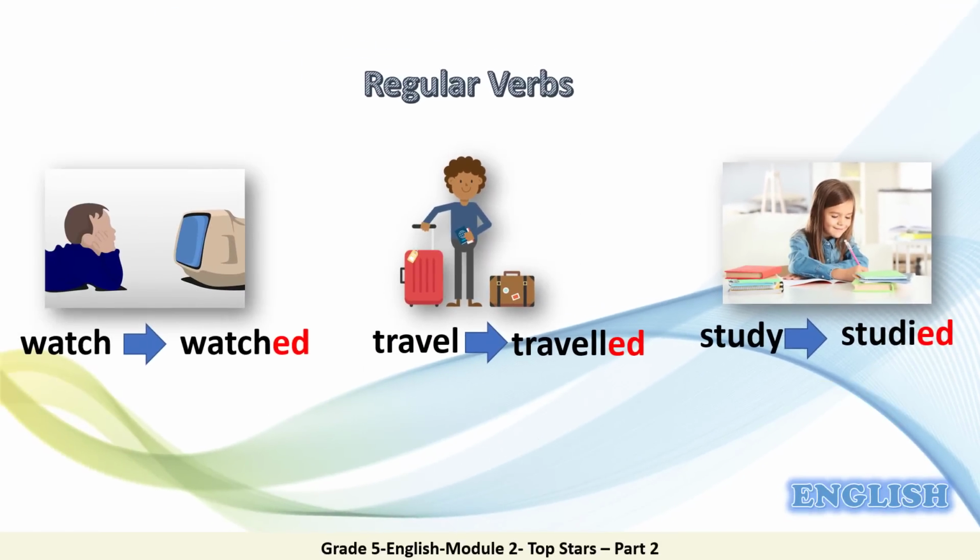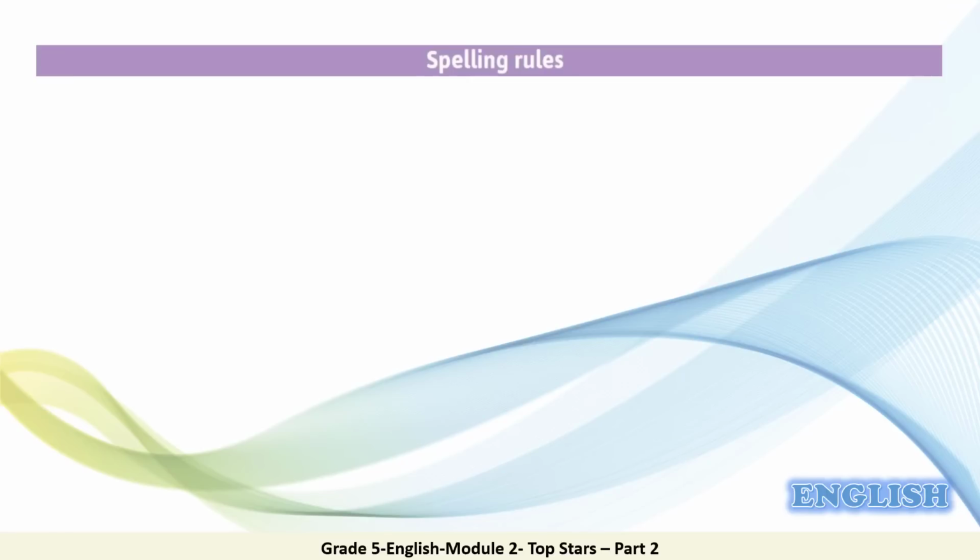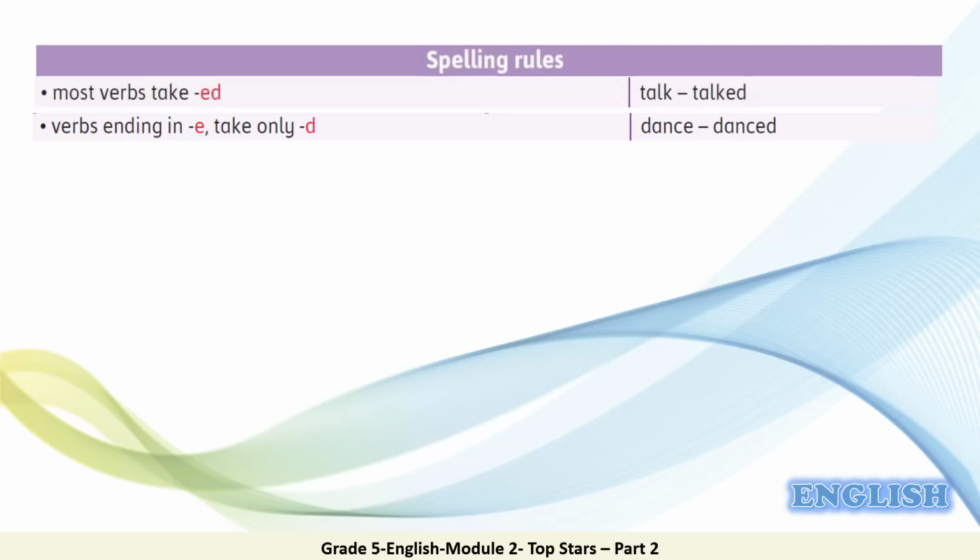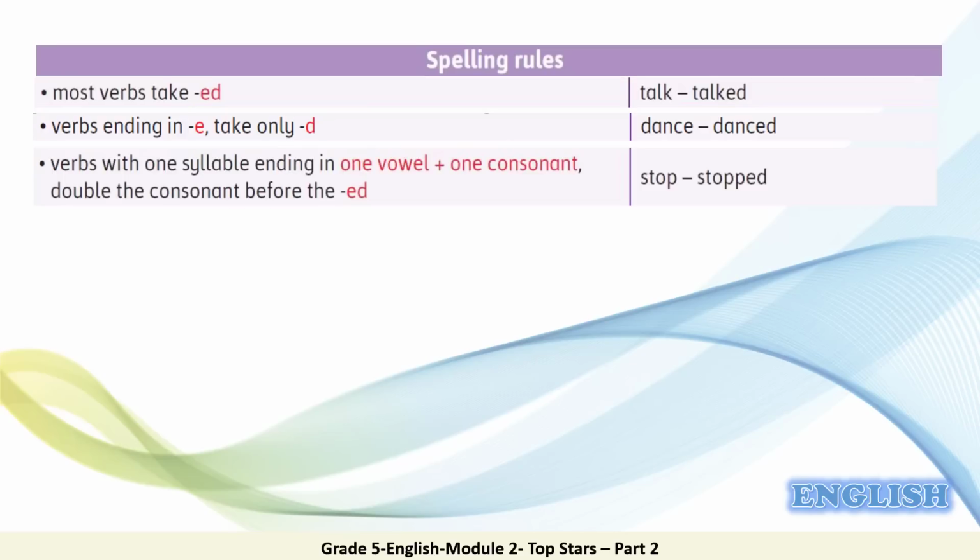What does this mean, my friends? Well, this means we have some spelling rules you need to know and learn before just adding ed. First rule, most verbs take ed like talk, talked. Verbs ending in e take only d. You don't need to double the e like dance, danced. We just added d here.